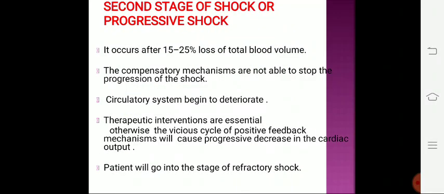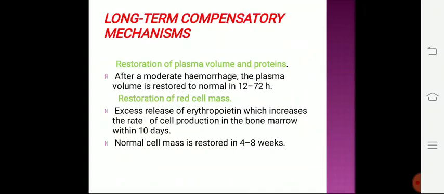Under normal circumstances, the circulatory compensatory mechanism causes full recovery without the help of outside therapy during the stage of non-progressive shock. However, timely outside therapy may hasten the recovery.